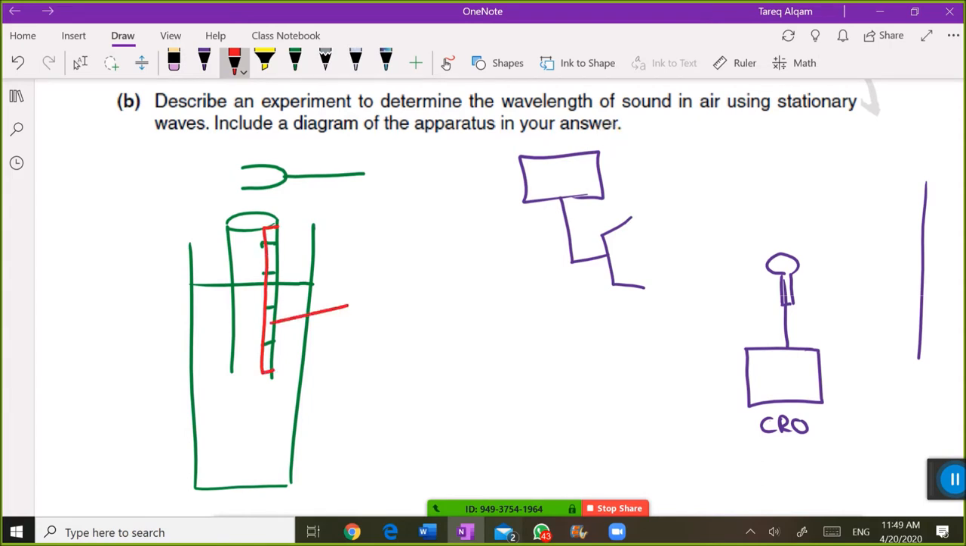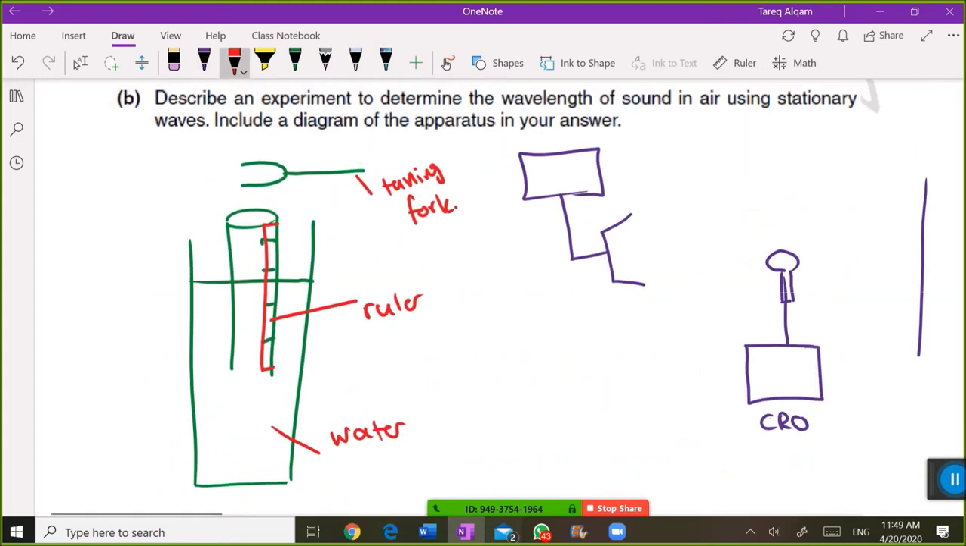Also the tuning fork. I have to label everything. This is the tuning fork. Water, okay, and this stuff. Okay, we are asked to, you have to write this.